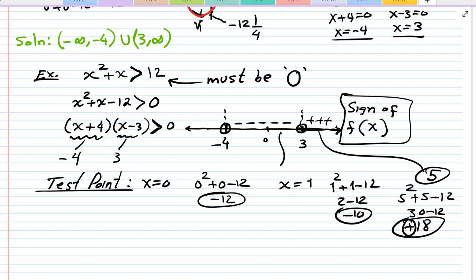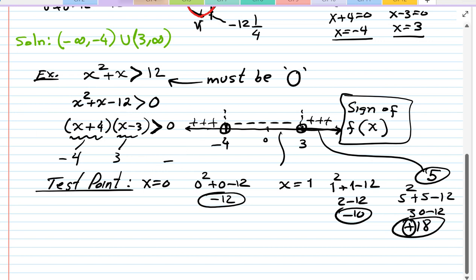So that means anybody's pick beyond 3, we all should get a positive value for the function. And you can finally try a number less than negative 4, like negative 5, for your test point. Plug it in and you will see that the value will be positive once you plug it into this function. And there we have it.